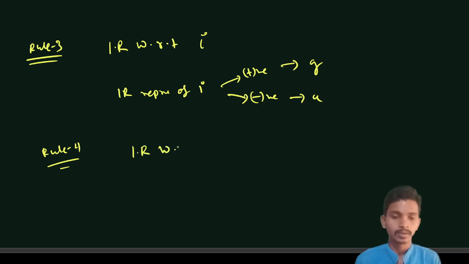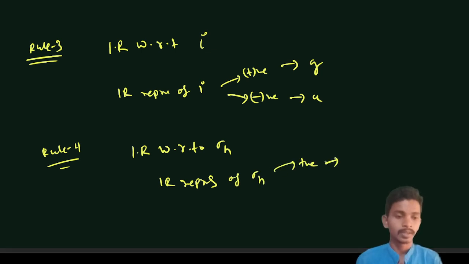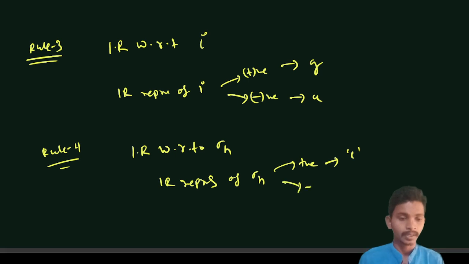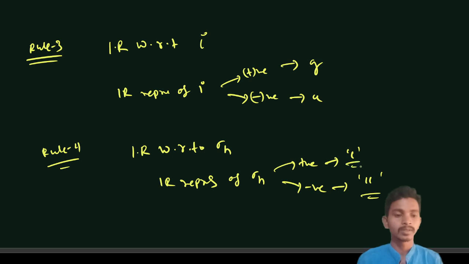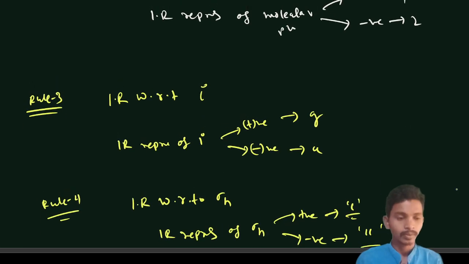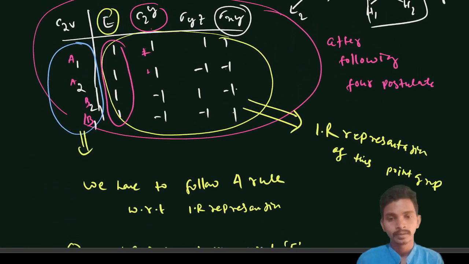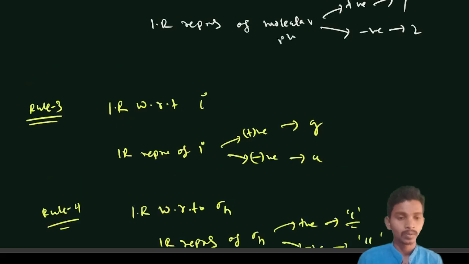And the rule for the irreducible representations with respect to sigma h: if the irreducible representation of sigma h is positive, then we will use one of these symbols, and if it is negative, then we will go for the other symbols. Here sigma h and I are not there for C3v and for C2v, so here we will not use them.